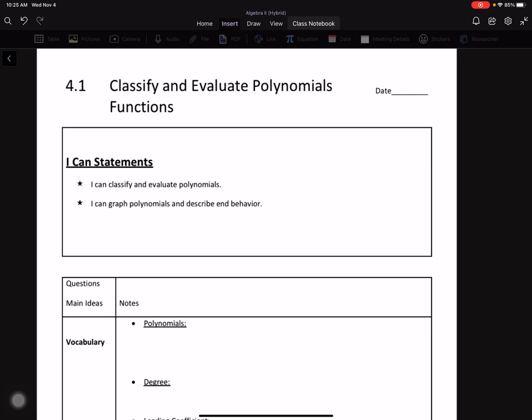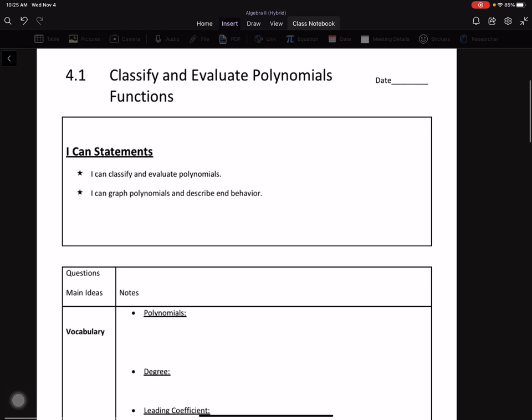All right, we are on to Unit 4. So we're going to start with Section 4.1, Classifying and Evaluating Polynomials. There will be quite a bit of vocabulary in this unit, but it will be important as it's going to carry on basically for most of the year.